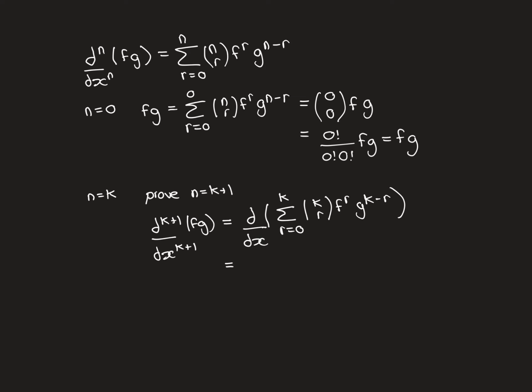And now this is a finite sum here. It might look complicated, but it is just the sum of a bunch of things, and it does end. It's not an infinite sum. So the derivative of a sum is just the sum of the derivative of each of the bits. So this is going to be the sum from r is equal to 0 to k, and then k choose r is just a constant, so that gets pulled out. And then it's going to be the derivative of this product f^(r), g^(k minus r), where of course f and g are both functions of x.